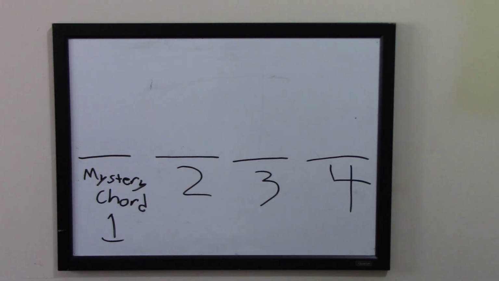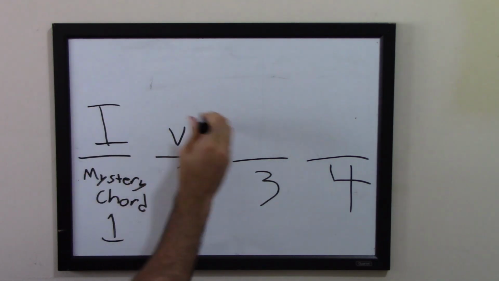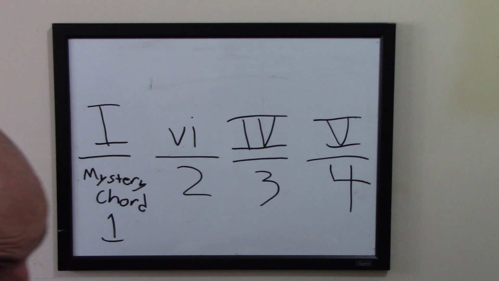Somebody with well-trained ears that kind of understands this whole functional harmony thing would say, hey, that was a 1, a 6 minor, a 4, and a 5. And then you could, on your instrument, if you knew what key it was in, play the exact same thing, or at least the exact same chord progression, maybe not the exact same set of notes.